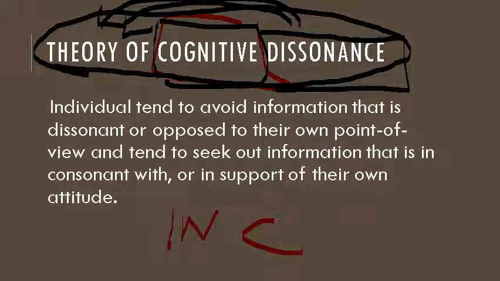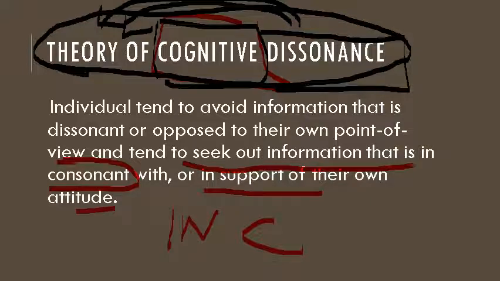So the theory of cognitive dissonance is that individuals tend to avoid information that is dissonant or inconsistent, or that is in conflict or opposed to their own point of view, and tend to seek out information that is consonant, without conflict with or in support of their attitude.